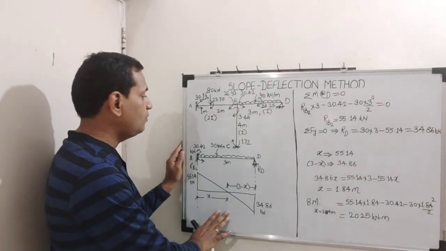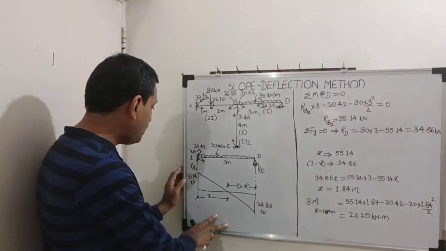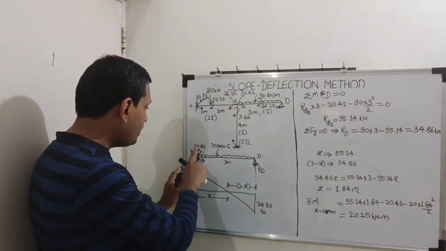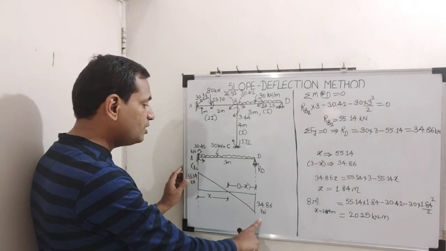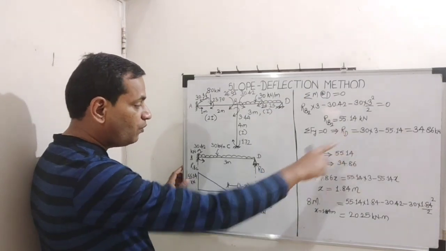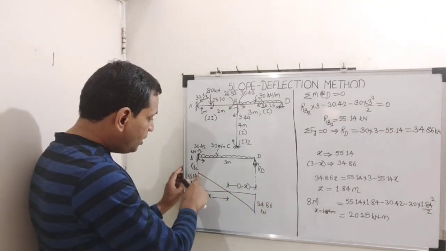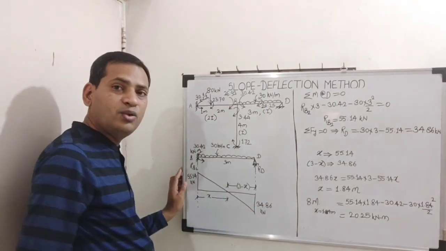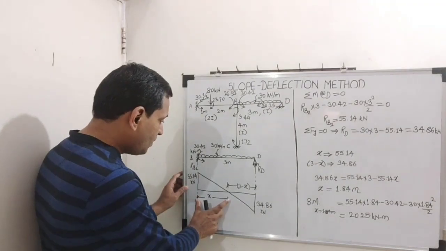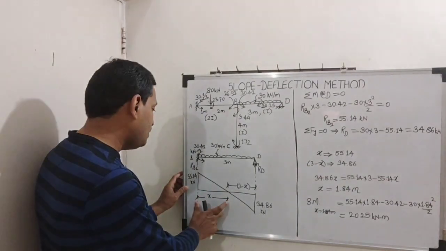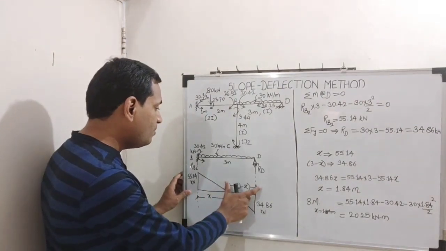Now after finding these reactions, I have drawn the shear force diagram for this free body diagram only. So here is the 55.14 upward reaction minus 90, so it will become minus 34.86, then again plus 34.86, so it becomes 0. Now here we have to identify the location of zero shear force. So I assumed this intersection, its distance from this reference point as x. So the remaining is 3 minus x.